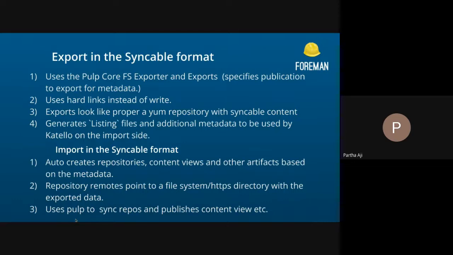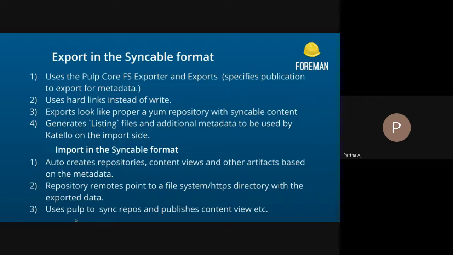And there you go. The exports look like, as I said, a proper YUM repository with syncable content. Katello also generates these listing files because Pulp doesn't know. That's one of the things I would like Pulp to improve on. But right now we do the generation of the listing files because we need it to look like a CDN.